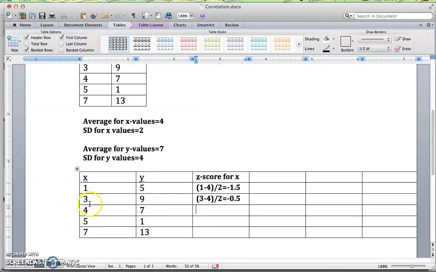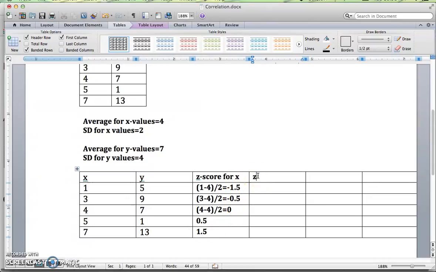Again, this is 4 minus 4 divided by 2. That's going to be 0. We do the same thing for all of these. So 5 minus 4 divided by 2 is 0.5. And then 7 minus 4 is 3, divided by 2 is 1.5. So these are all the z-scores for x.